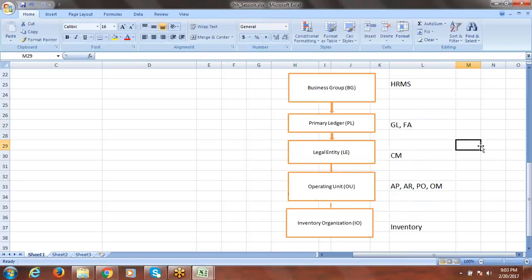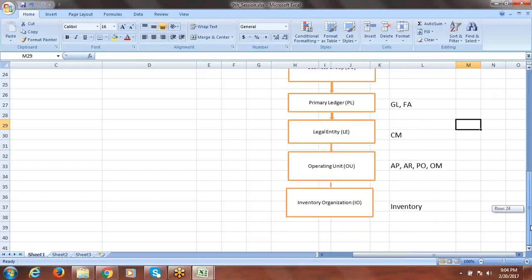In tomorrow's session I'll be showing a few examples: if the client has a business in two countries, how the multi-org looks, or in one country with multiple locations, how it looks. Those I'll be presenting tomorrow, and I'll talk overall about why multi-org is required and how it will be useful. Those points will also be discussed. So this is what is planned for today.